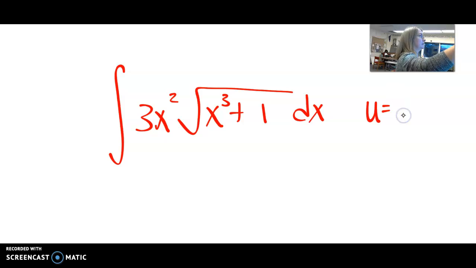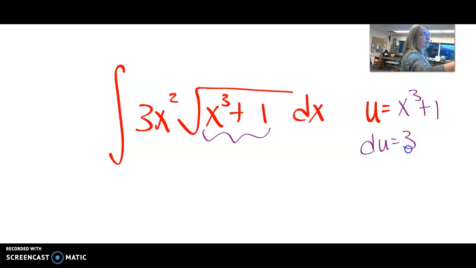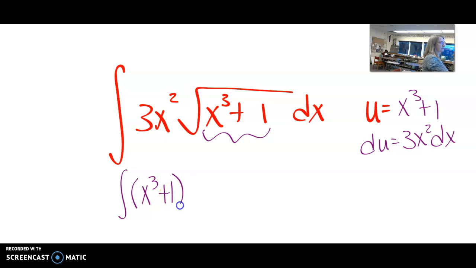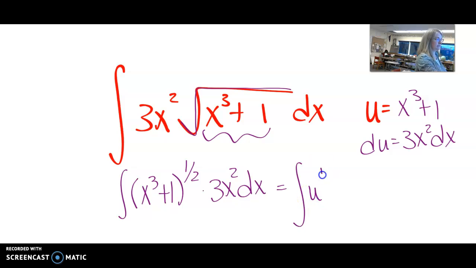So my u is going to be this part that's underneath the square root, so x cubed plus 1, and then my du will be 3x squared dx. So rearranging this, and this is an indefinite integral, I'm going to put x cubed plus 1, square root is 1/2 power, I'm going to have 3x squared dx. So I'm going to have u to the 1/2. All of this is equivalent to du. So I've just made this complex integrand look really simple.